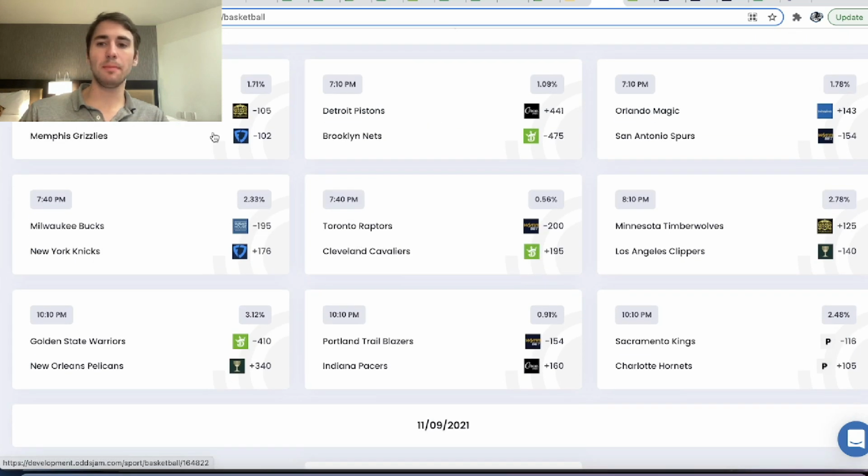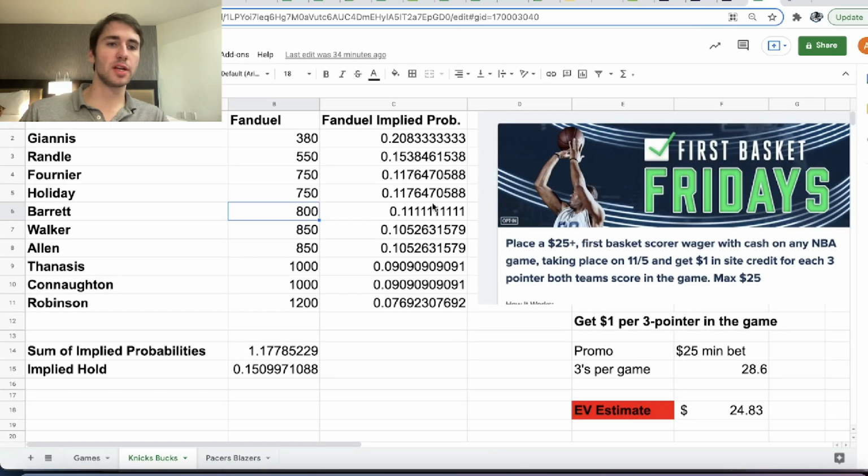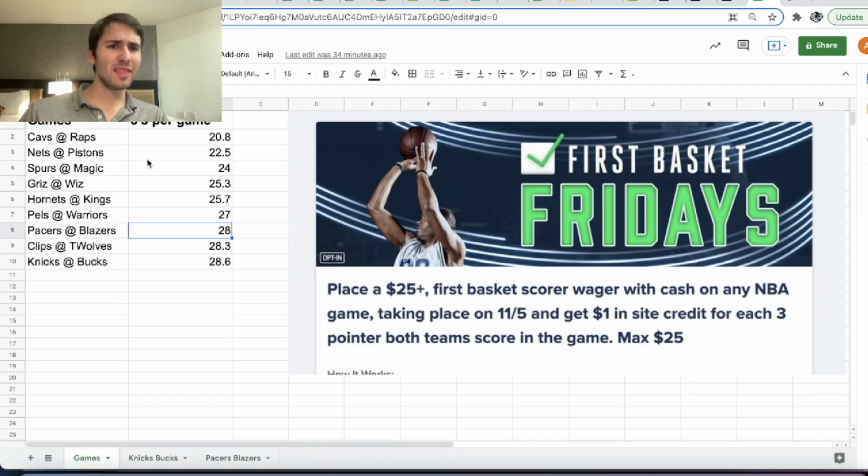There are 9 NBA games to choose from. So what I did was I took an average of the threes per game for each team and added them together, right? So the Knicks and Bucks together are averaging 28.6 threes per game so far this season. Granted, there's only been like 7 or 8 games, but Cavs-Raptors are only averaging 20.8 threes per game, whereas Knicks and Bucks are at 28.6.